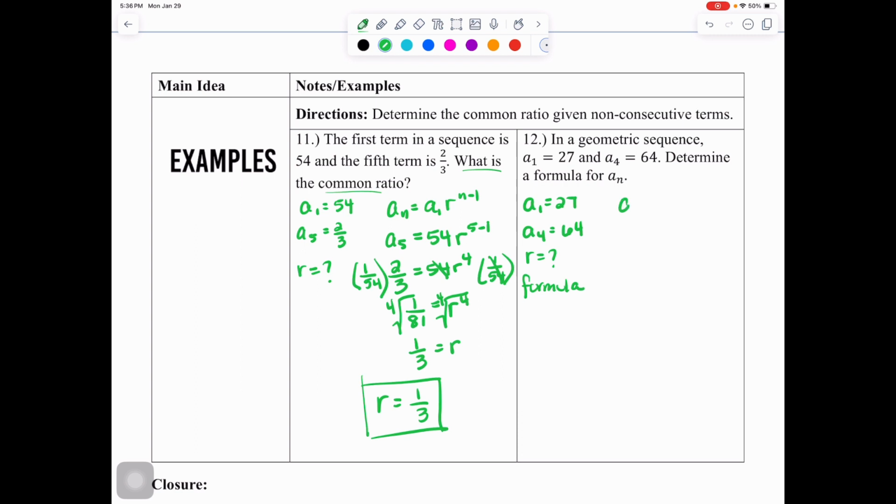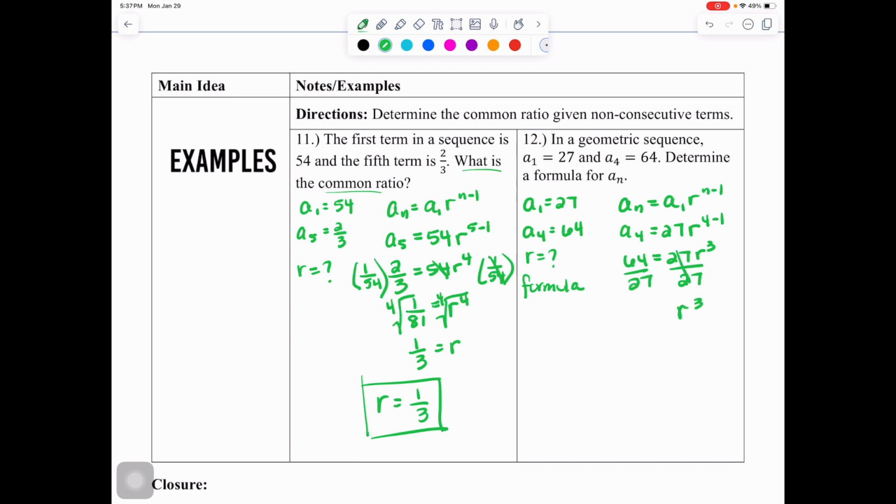So using the generic outline to start, a sub n equals a sub 1 times r to the n minus 1. We have the fourth term. So it would be a sub 4 equals 27 is the first term, r, and then n minus 1, the n value. Remember, we have the fourth term, so n is 4. But I know the fourth term, so I'm going to replace a sub 4 with 64 equals 27 times r to the third. So I need to get r to the third alone. I'll do that by dividing both sides by 27.